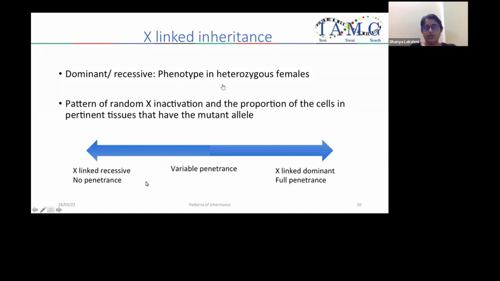Now, some scientists are of the opinion that the terms X-linked recessive or X-linked dominant should not be used anymore. They should be considered as a spectrum of disorders. When there is no penetrance in a carrier female, those disorders fall on the extreme left side and can be classified as X-linked recessive disease. And on the extreme right, you have X-linked dominant conditions where there is full penetrance in a heterozygous female, and there are other conditions in between with variable penetrance.